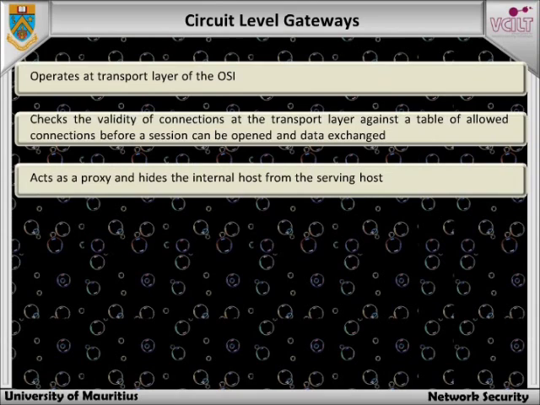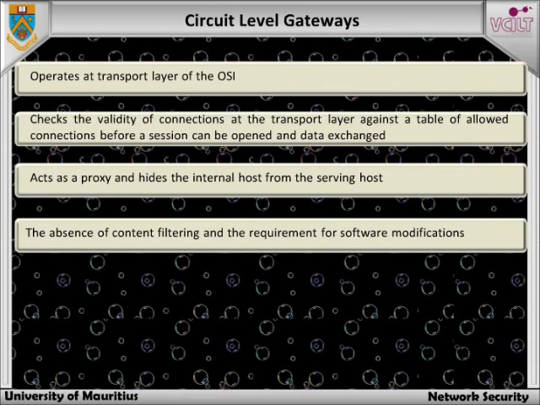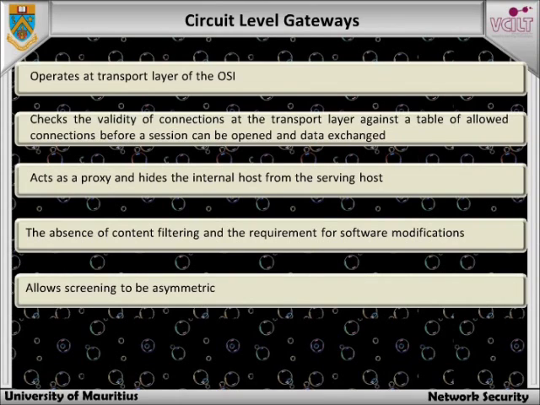A circuit-level gateway acts as a proxy and has the same advantage as an application-level gateway in hiding the internal host from the serving host, but it incurs less processing than an application-level gateway. However, the main disadvantages of a circuit-level gateway include the absence of content filtering and the requirement for software modifications relating to the transport function. Implementation within an application-level gateway allows screening to be asymmetric, with a circuit-level gateway in one direction and an application-level gateway in the other.